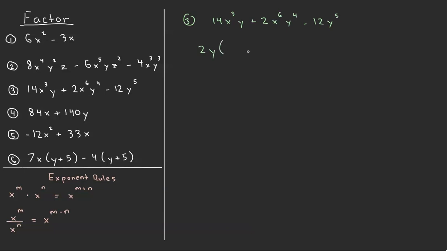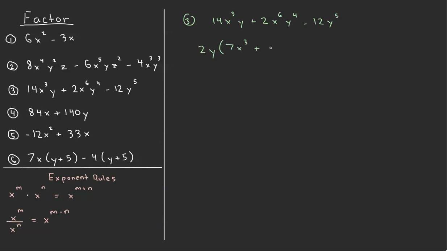So now we open up our set of parentheses. You want to ask yourself, 2y times what will give me this? Well, 2 times 7 gives me the 14. We're going to need an x cubed here. And then y times 1 will give me the y, but we don't need that there. Then we drop our plus sign. 2 times what gives me 2? Well, a 1.